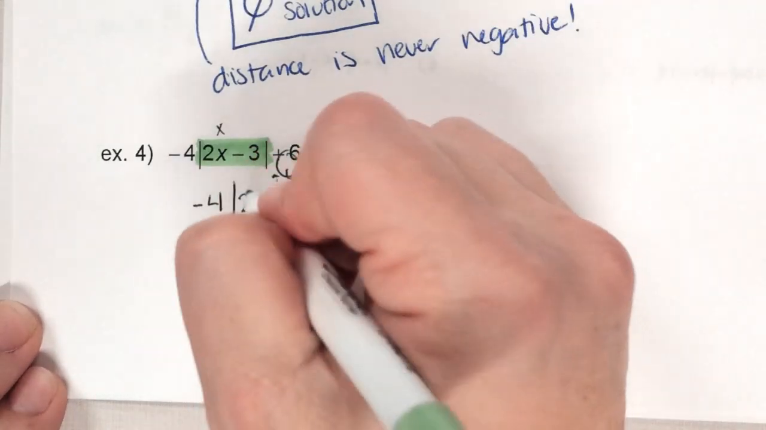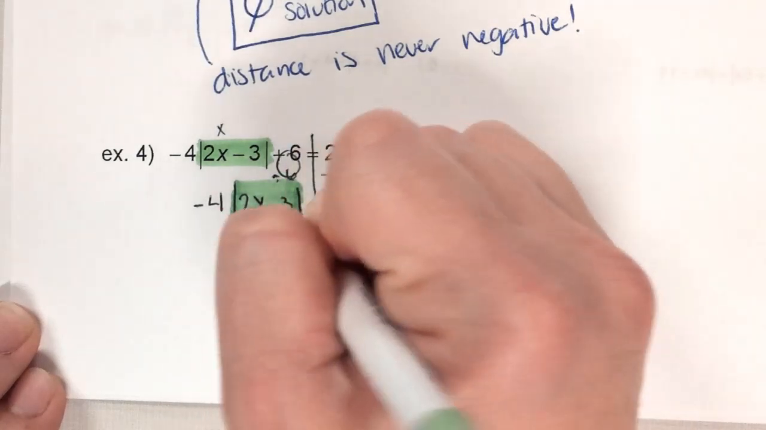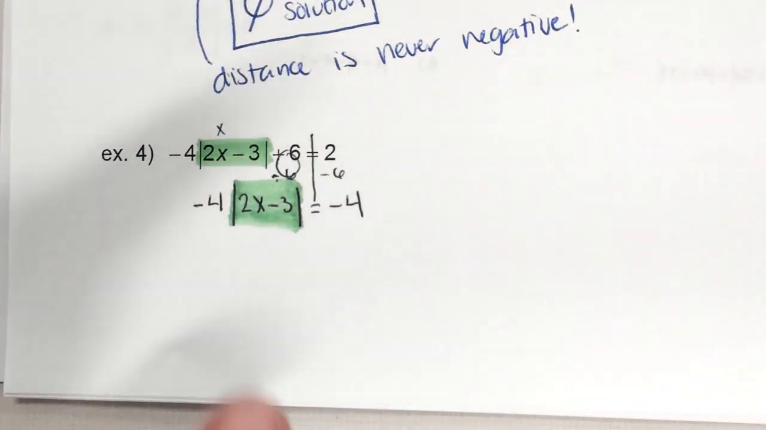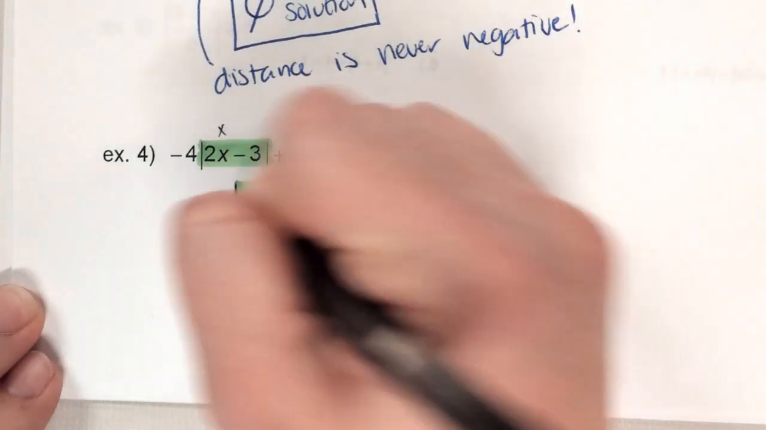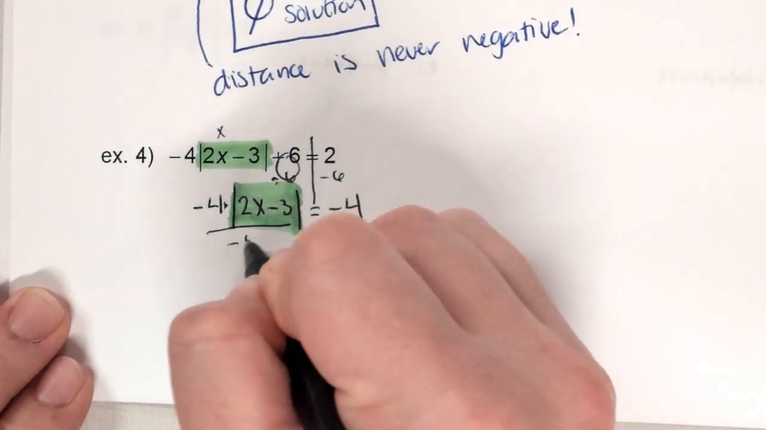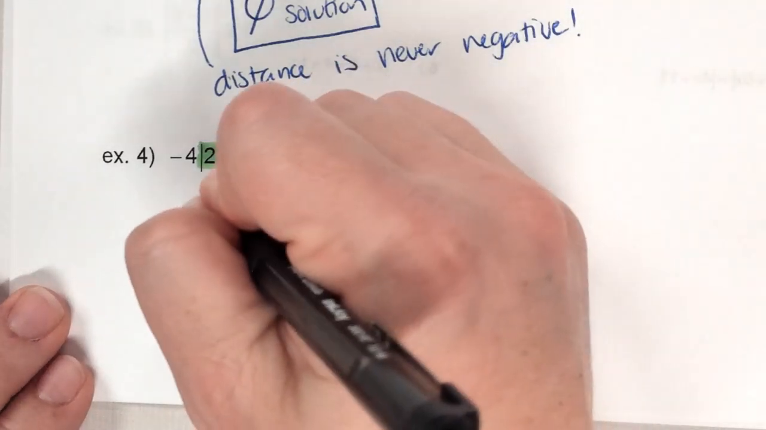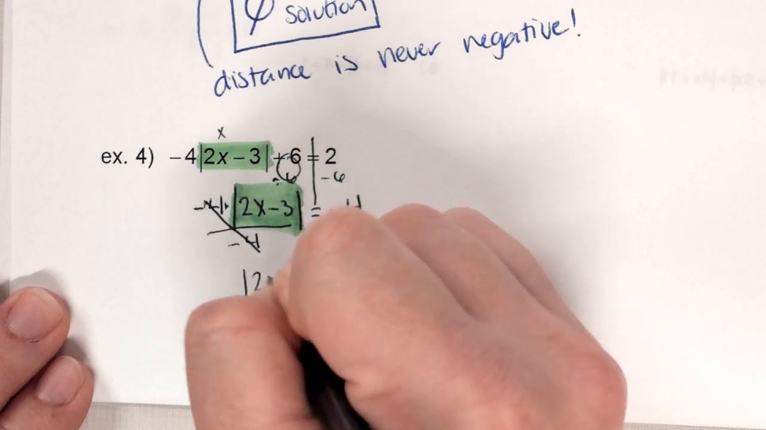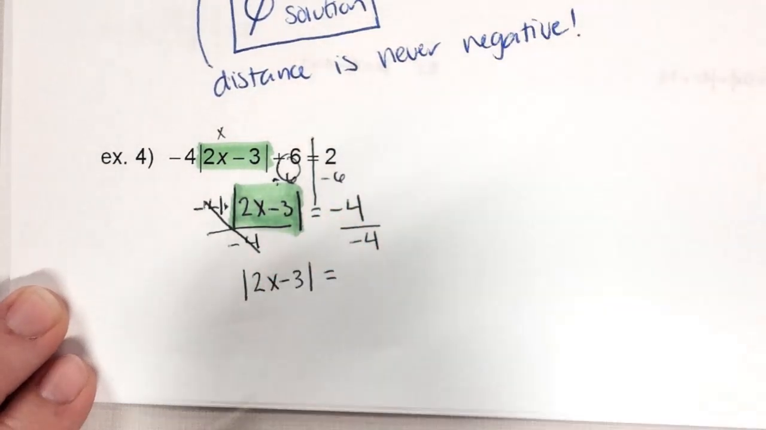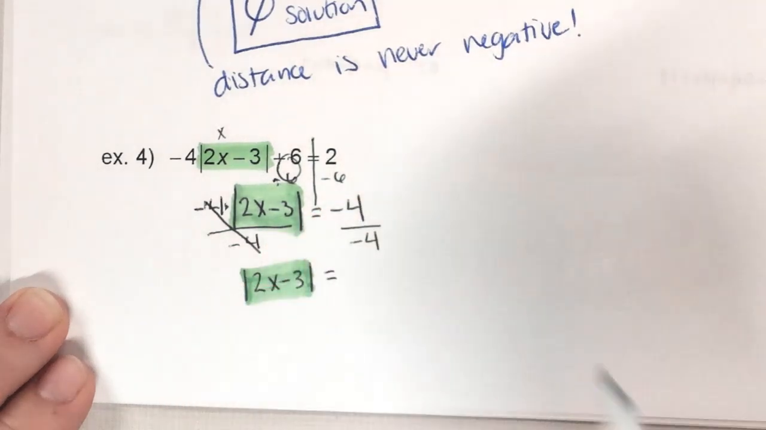Now, is my absolute value alone? Now, I know it equals a negative, but I cannot tell you no solution until my absolute value is alone. What do I still have with my absolute value? A negative 4. This is technically multiplying. How do we get rid of multiplication? Divide. So if I divide this side by negative 4, I also have to divide this side by negative 4. Well, now they cancel, and I'm left with the absolute value of 2x minus 3 equals, what's negative 4 divided by 4? Positive 1, right?